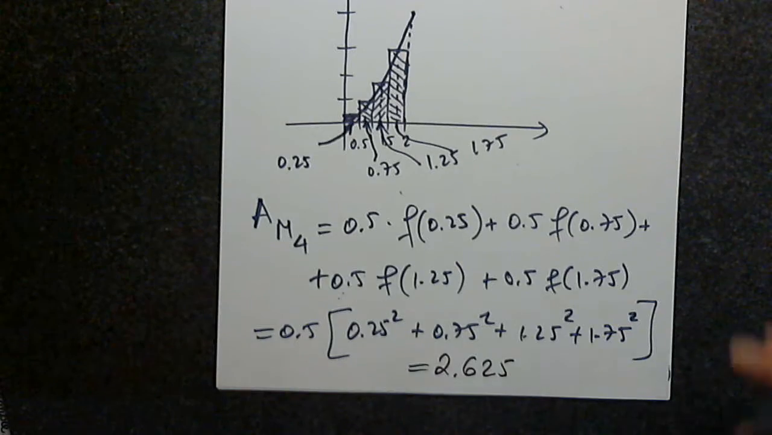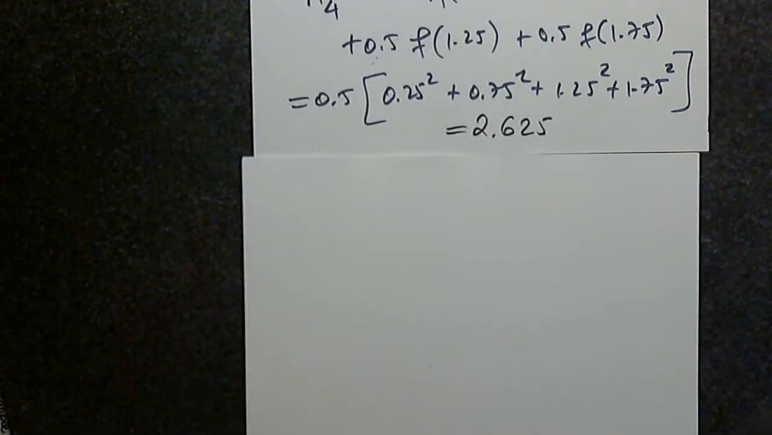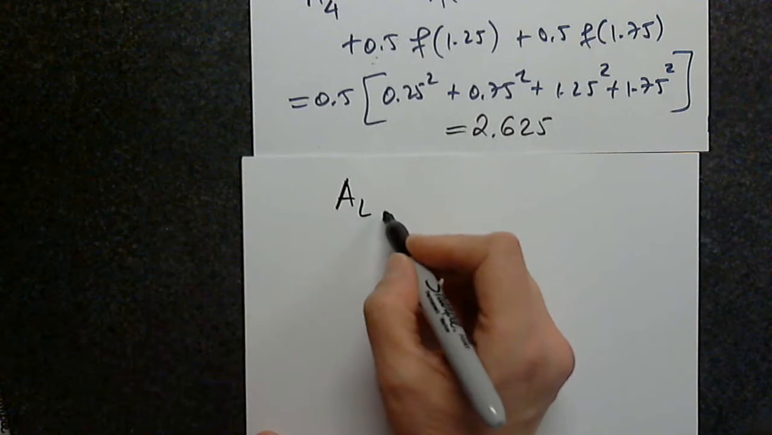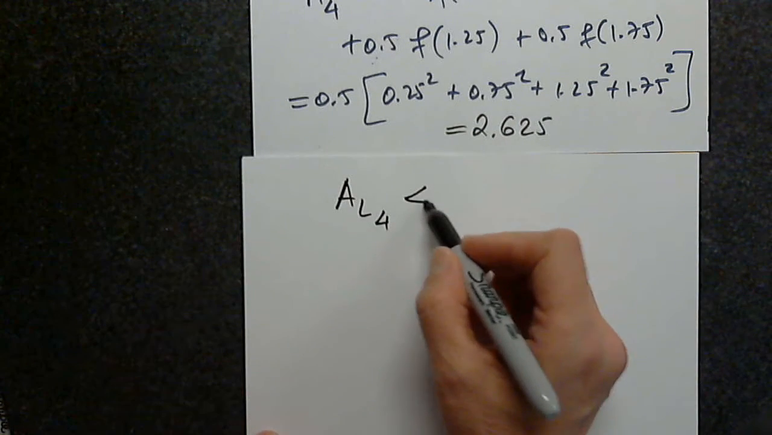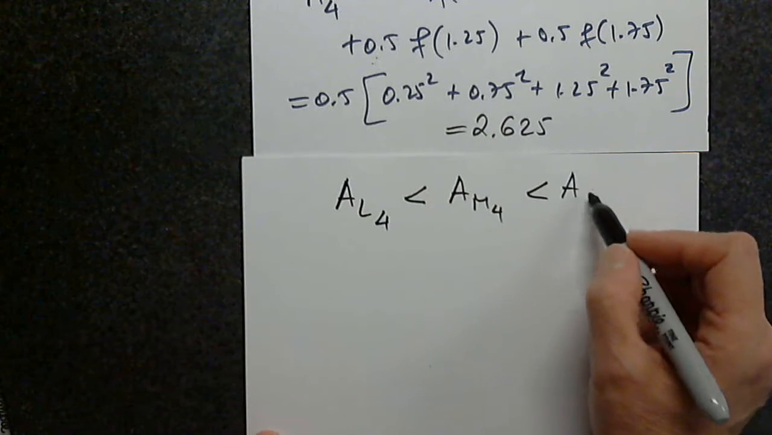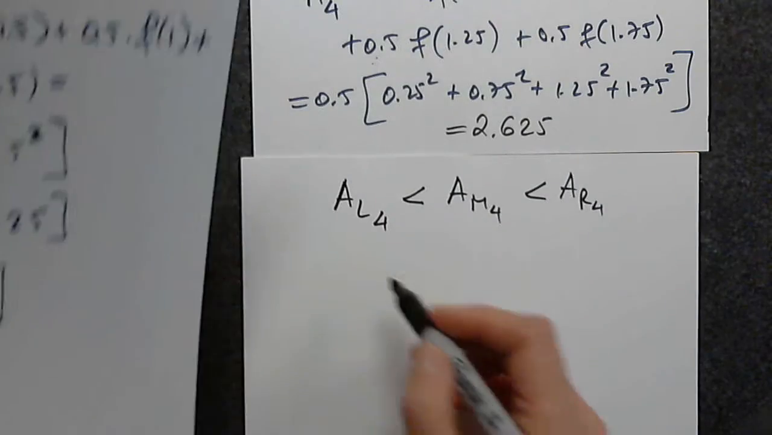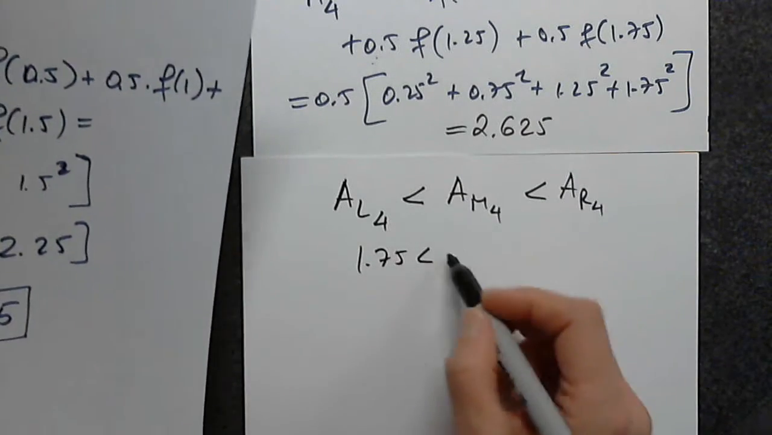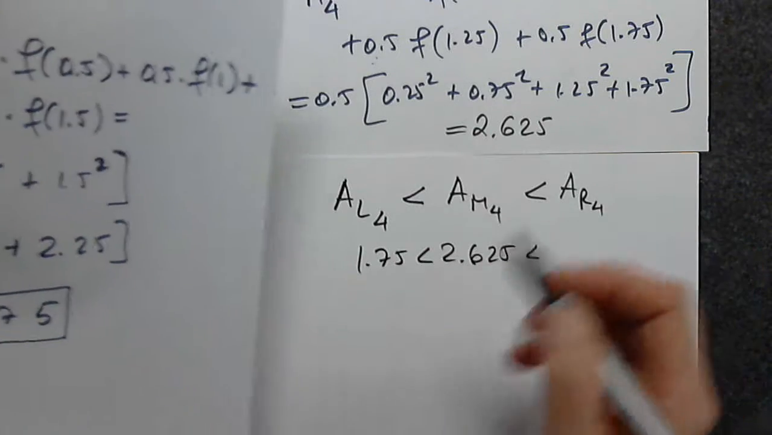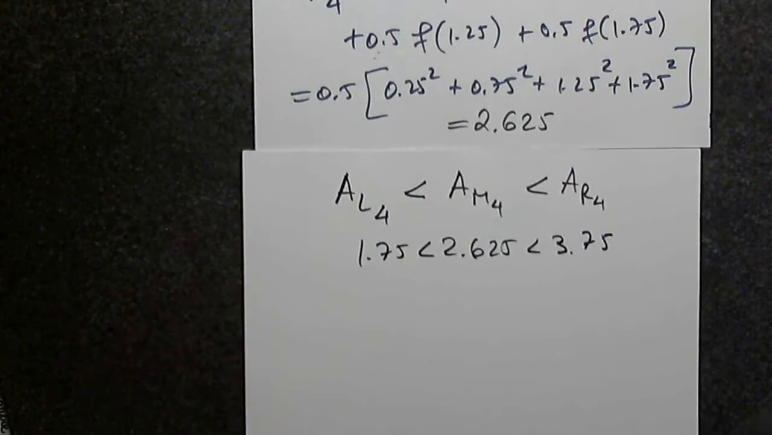Well, obviously, as expected, this is the best approximation. So the area with the left 4 is less than the area with the mid 4, and is less than the area with the right 4 for this particular function. So we obtained 1.75 for the first, this one is 2.625, and the last one was 3.75. Exactly as you expected.